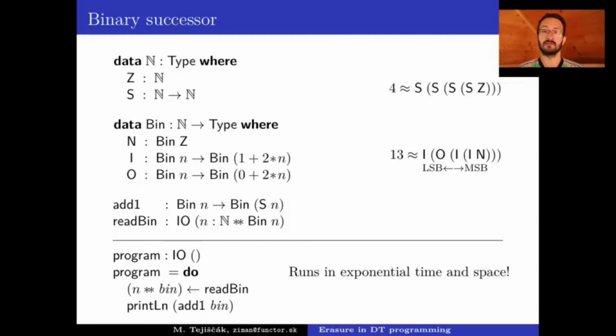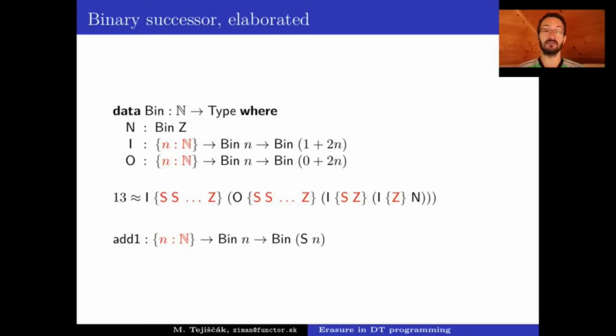Unfortunately, just by looking at the types, we can already tell that this program will run in exponential time and space with respect to the number of bits read from the input. Why is that? Well, if we look at the implicit arguments, which are usually hidden and filled in by the elaborator, we can see that each binary number also contains the unary representation of the binary numbers contained within, and the function add1 also takes a unary representation of the binary number it takes.